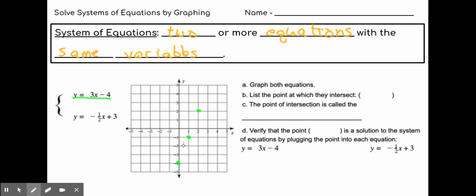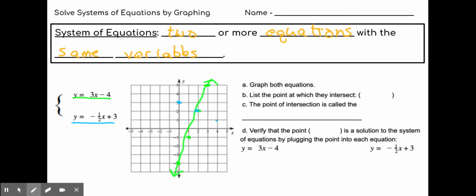I also suggest that you cover as much of the graph as you can, that you go from edge to edge. That way, there won't be any question about where the two lines intersect. Okay, so here is my first terrible line. And now we're going to graph the second one. The second one is y equals negative 1/2 x plus 3. So my y-intercept is 3. My slope is negative 1/2.